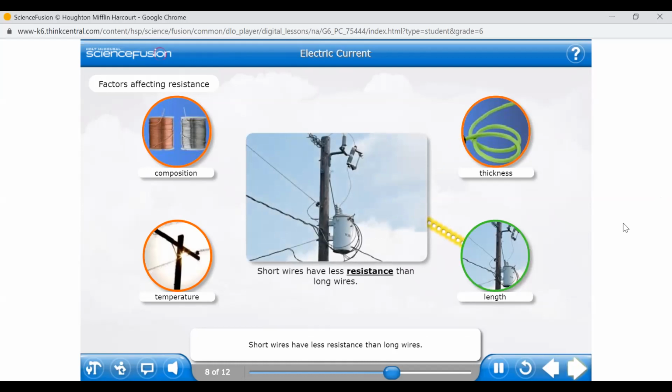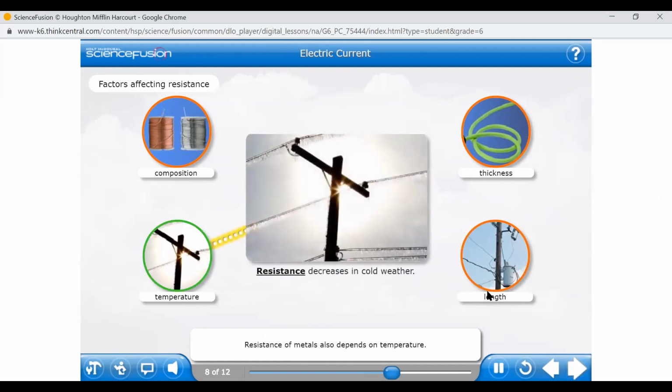Short wires have less resistance than long wires. That's why power lines like the ones shown here are designed to be as short as they can be and still reach your home. Less resistance in shorter wires means that the energy gets to your home more efficiently. Resistance of metals also depends on temperature. Resistance decreases in the cold, but increases when metals get warmer.